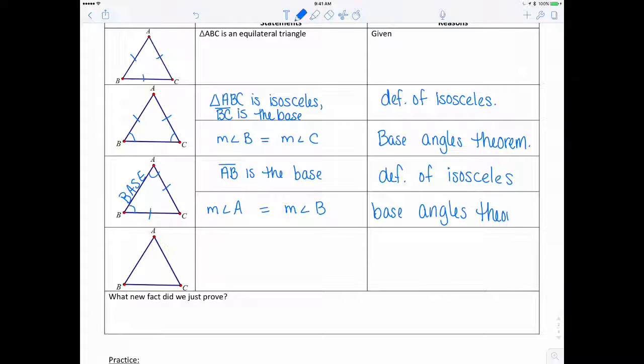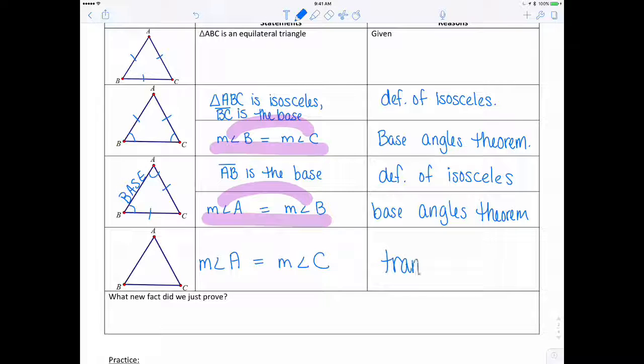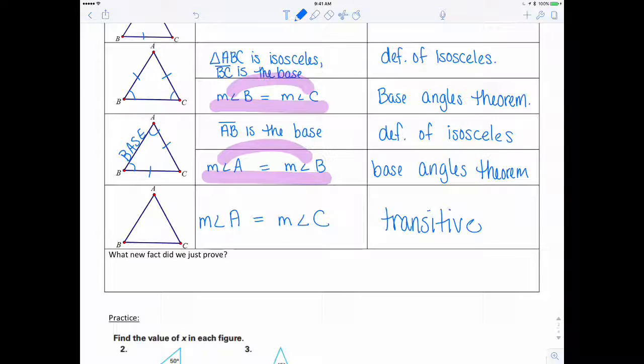Okay, now we should be able to make a concluding statement based on this one and this one. If A is the same as B and B is the same as C, then it follows that the measure of angle A is equal to the measure of C also. And that's by the transitive property. So let's write that all in the last picture. First we knew B was the same as C, then we knew A was the same as B, and now A is the same as C. So they are all in fact the same size angles.